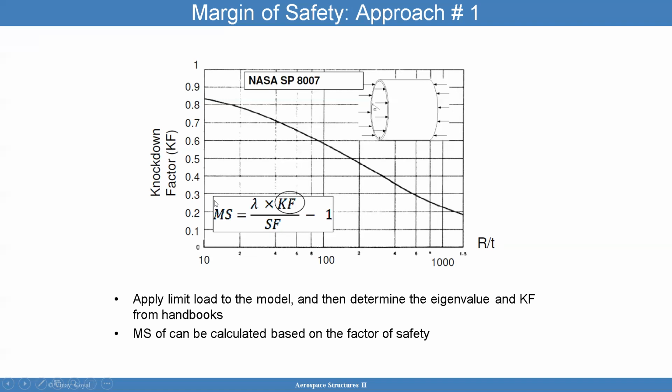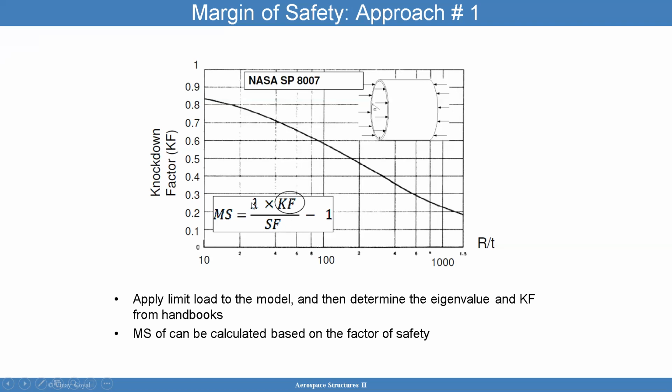One more time. You apply the limit load to the model, times the eigenvalue you calculate, times the knockdown factor, which gives you the difference between analysis and test, how off you're going to be. That comes from this curve, divided by factor of safety, minus 1.